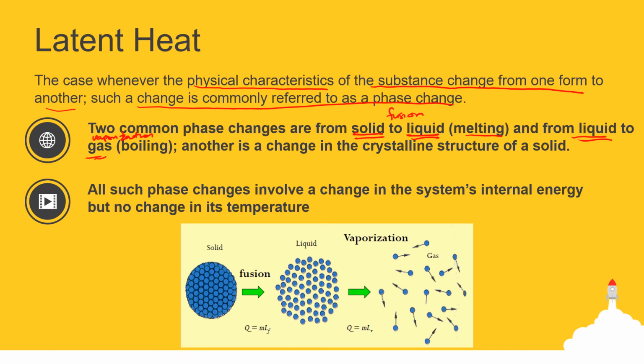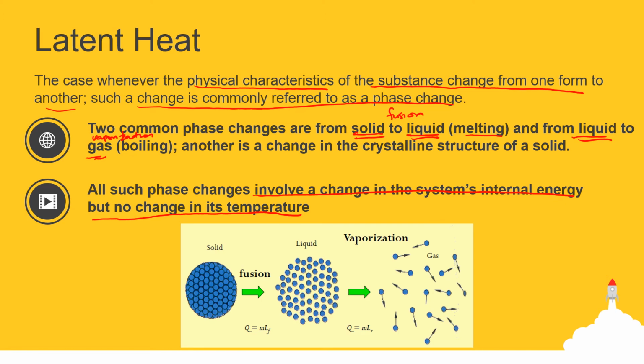Okay, so bila dia berlaku perubahan fasa, jadi dekat situ akan ada latent heat. Okay, this latent heat basically will involve the change in the system internal energy, but no change in its temperature. So bila berlakunya latent heat ni, dia tidak ada perubahan temperature. Temperature akan constant, okay, untuk metal tersebut, tapi yang berubah adalah internal energy dalam sistem tersebut.